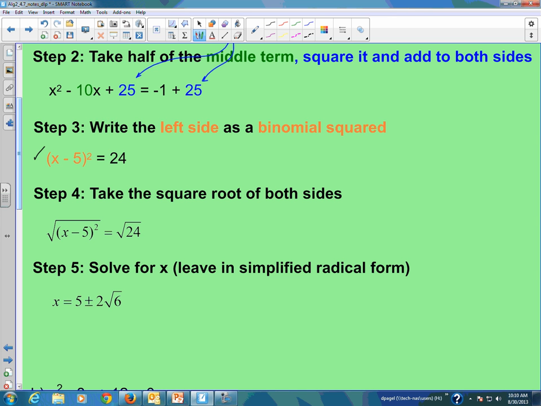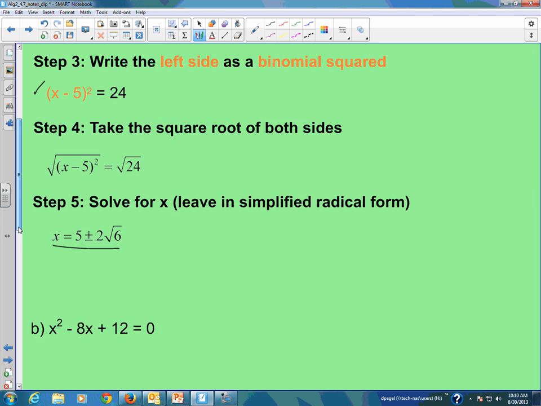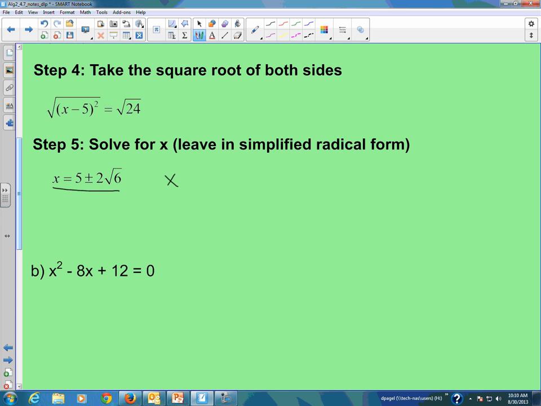So we would add that 5 to the other side and end up with 5 plus or minus 2 root 6. So what that means is we have two answers. We have one that says 5 plus 2 root 6, and then we also have one that says 5 minus 2 root 6. So this plus-minus thing indicates two solutions, as long as we have something underneath our radical there or something on the right-hand side.